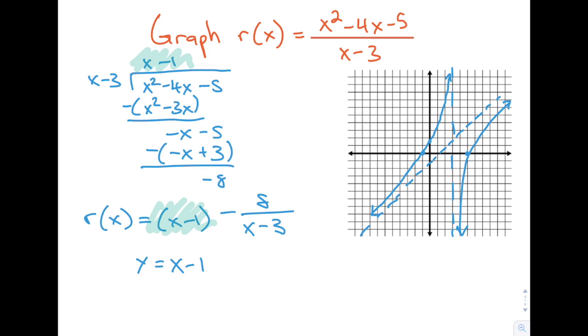Now, if I wanted to describe the behavior of our rational function around the slant asymptote, well, what's happening as x goes to negative infinity? Our function still goes to negative infinity, so y goes to negative infinity. And similarly, as x goes to positive infinity, y goes to positive infinity. So this is how you find a slant asymptote.